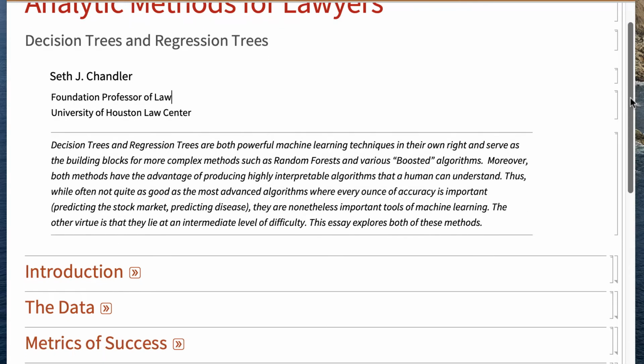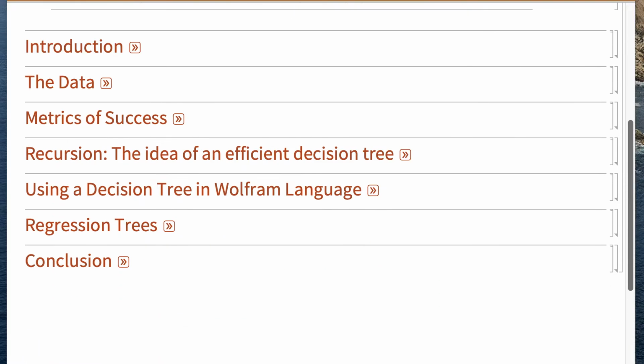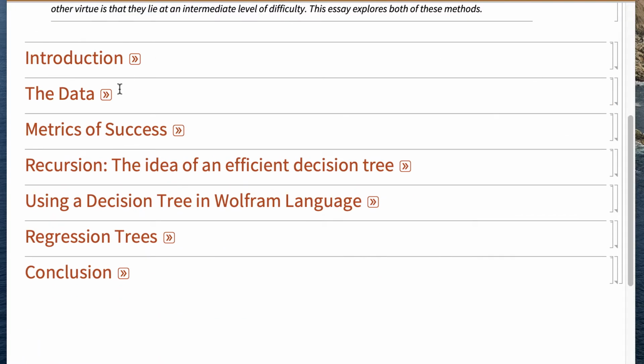All right, here's the game plan for this video. First, we're going to take a look at the data that we're going to use. I'm going to come up with some measure of how well our algorithm is performing. I'm going to discuss the concept of recursion. I'm going to show you how to do a decision tree in Wolfram language, and then we're going to actually build a two-level regression tree and see how that works.